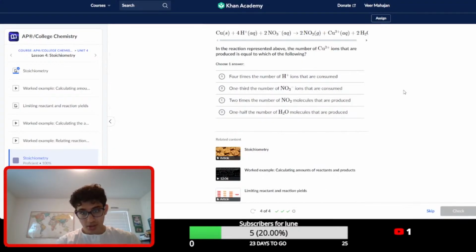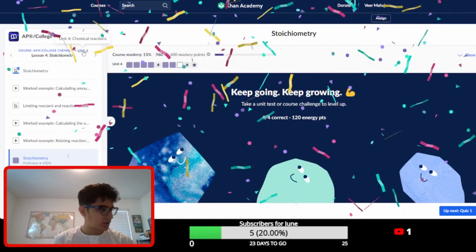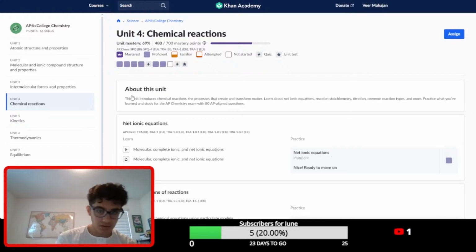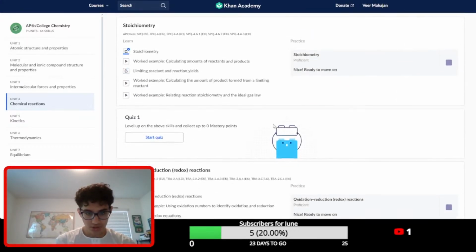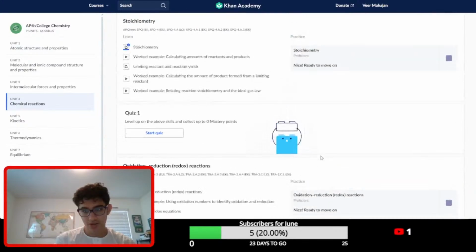Okay, good. The number of Cu2+ ions that are produced is equal to which of the following? 4 times the number of that? No, it's 1/4 of that. 1/3 the number of NO3? No, it's half of that. 2 times the number of NO2 molecules? No, it's half of that. 1/2 the number of H2 molecules. Yeah, that's it. Just look at the coefficients and then check what works there. Okay, done with this now, and so we've done stoichiometry. Now we'll do acid-base reactions and then titration and then the unit test, and that will be enough.